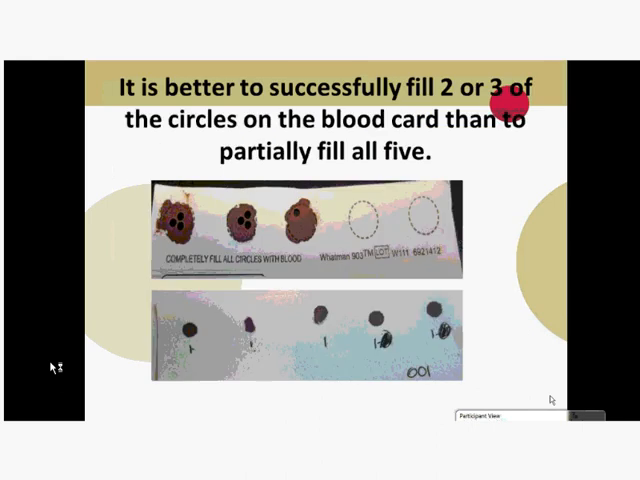It is better to successfully fill 2 or 3 of the circles on the blood card than to partially fill all 5. Please keep in mind that if all 5 circles of the card are not filled, the circles which are must be of satisfactory quality for us to use. Our acceptance criteria is both qualitative and quantitative.